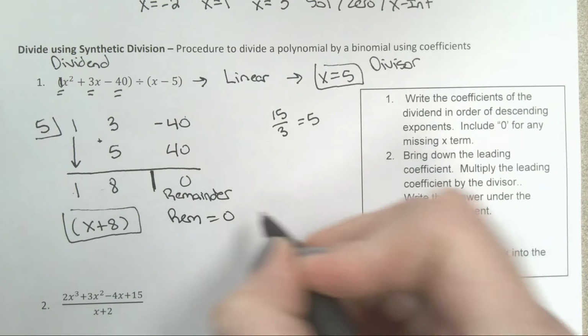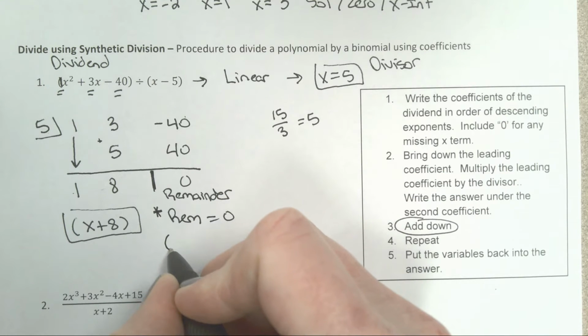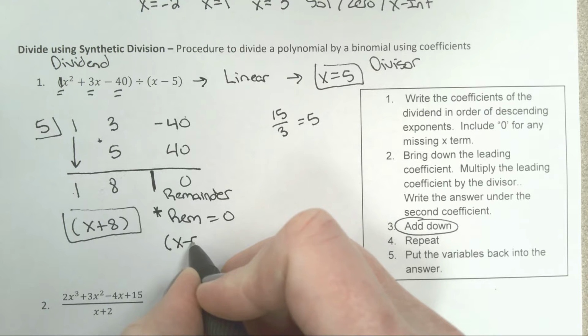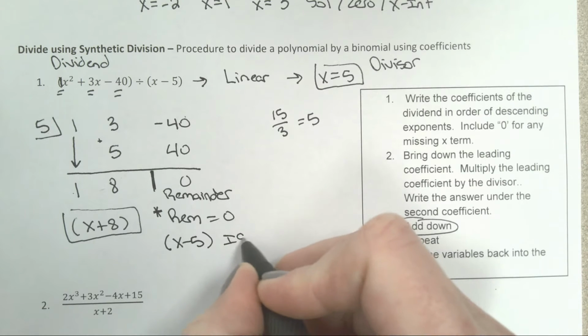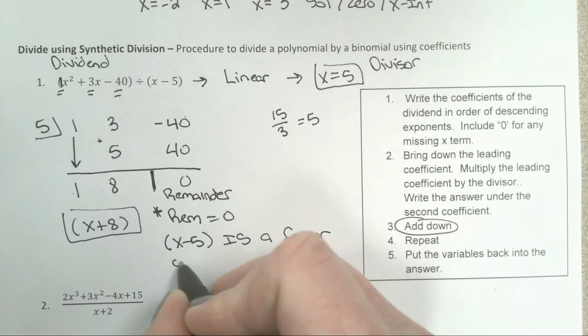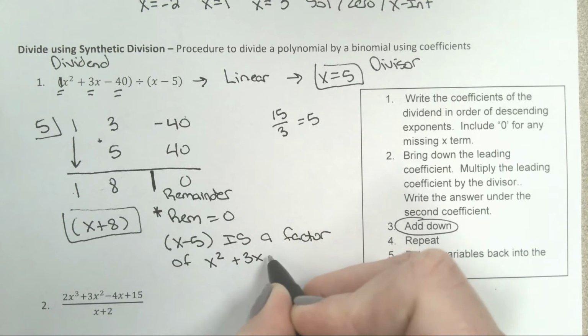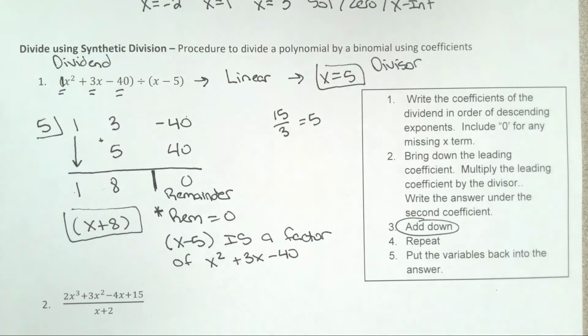So when the remainder equals 0, that means that x minus 5 is a factor of x squared plus 3x minus 40. We'll do a few more and it starts to make sense.